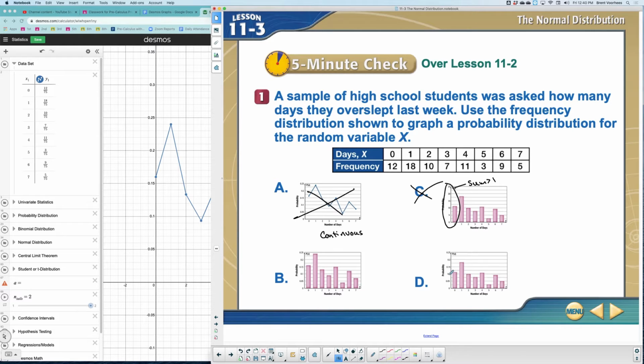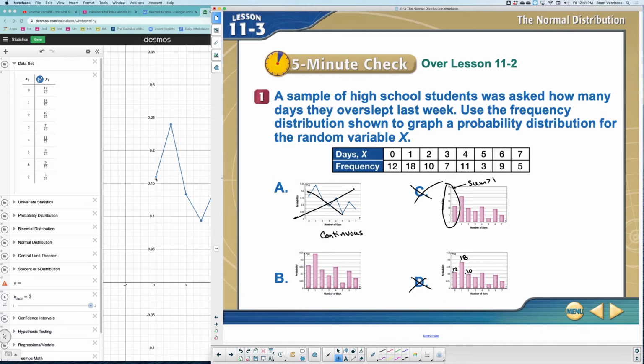They put that at 0.12. So that value is going to be off. That was right here, 0.12. My guess is this one is going to be 0.18, and it is. You can see what they did on this incorrect answer is they just plotted the frequency as a decimal rather than actually calculating the probability.